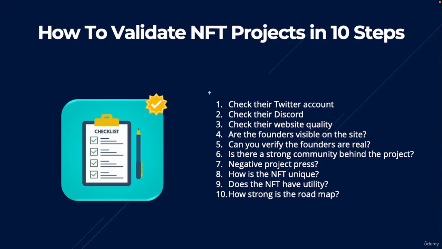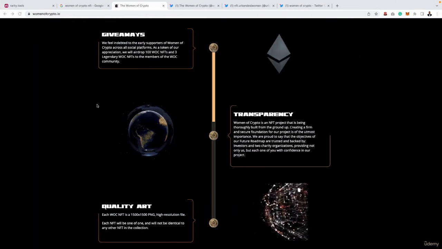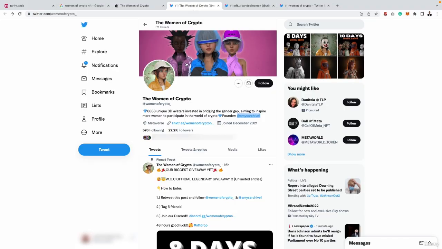So that is my 10-step checklist. So we've gone through all of these 10 things and what we've seen for every single element: the Women of Crypto passes all of my checks, and this is definitely a collection I would want to get involved in. So I'm going to be doing just that. In fact, this is going to make a really good case study for the course.